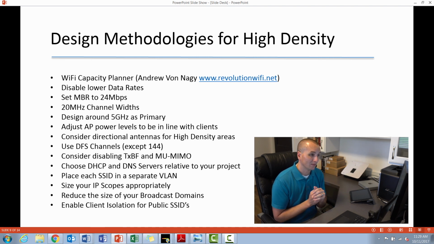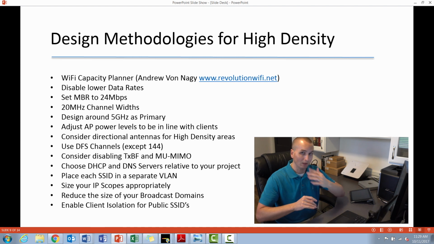In fact, rarely in any of my designs do I go outside of 20 MHz. Maybe occasionally I'll throw in 40 MHz for very specific bandwidth requirements if the space is clean with RF, but I typically live and breathe 20 MHz in almost all of my designs. And I also create my design solely on 5 GHz as I'm navigating through Ekahau.